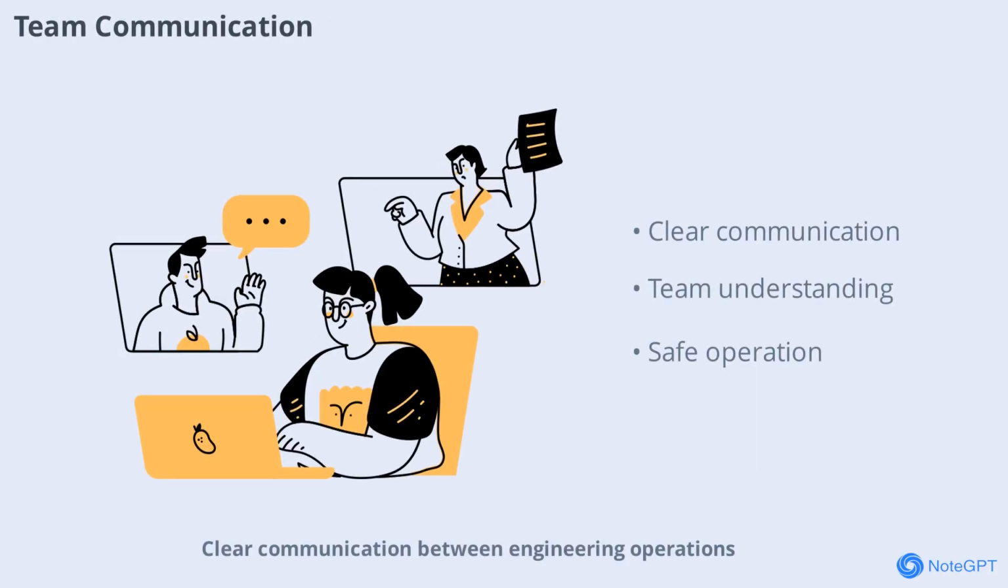Clear communication between engineering, operations, and maintenance teams is vital. Everyone must understand how signals are scaled and what the displayed values represent to ensure safe and efficient plant operation.